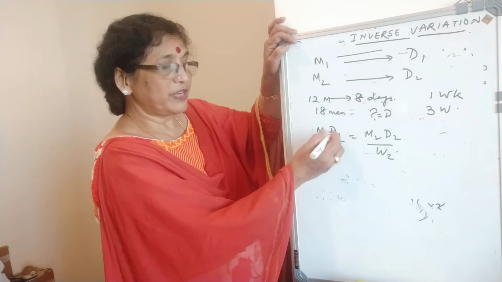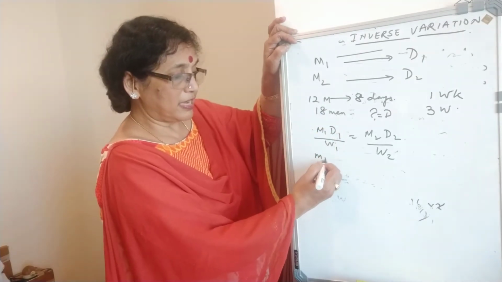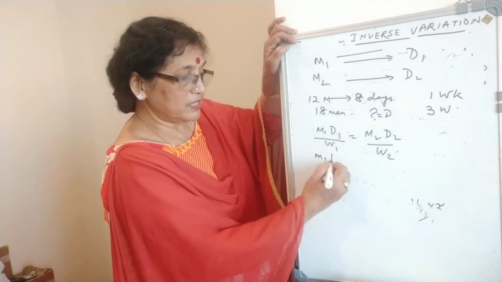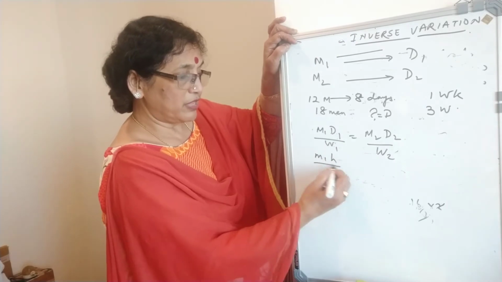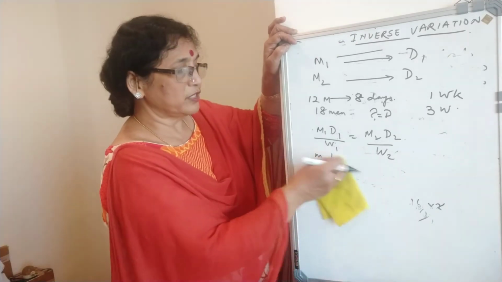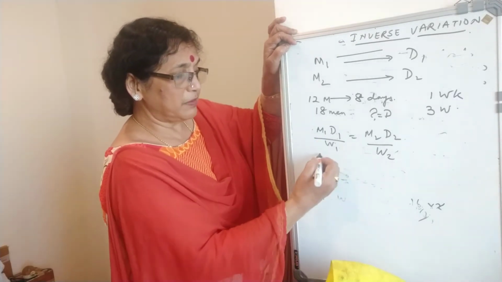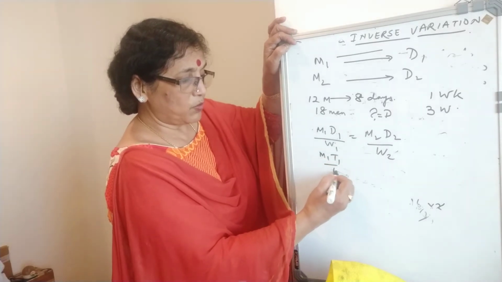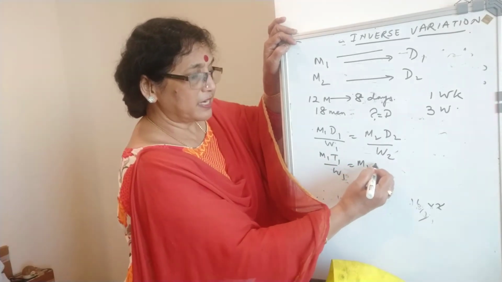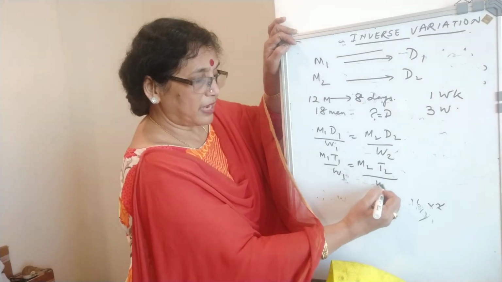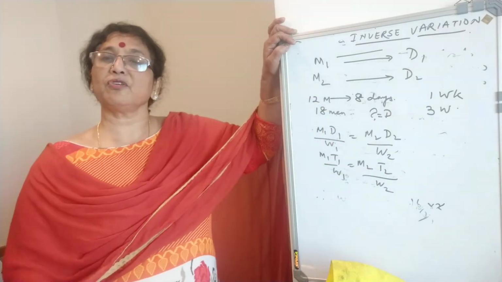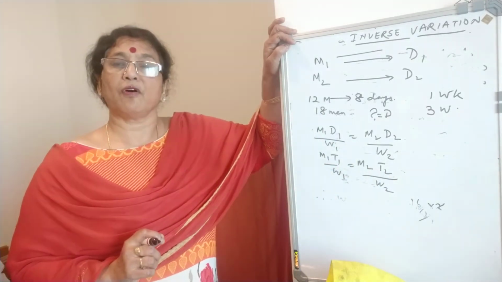Sometimes you see instead of days, they write man 1, man 2 and hours, hours, and then you have work. Whatever notation you want to use for time. You can write man 1, t1, work 1. Number of men, second case, time taken by them and work taken. So this is the relation. You can directly do the sums of such ones.